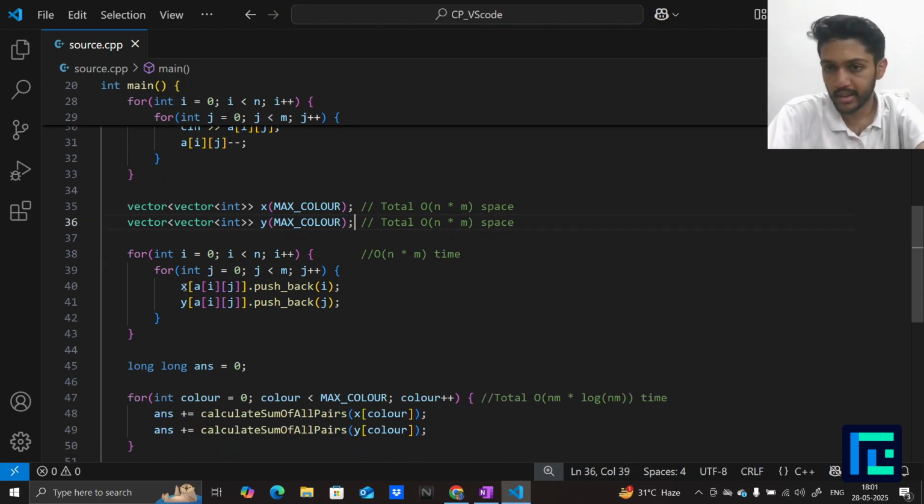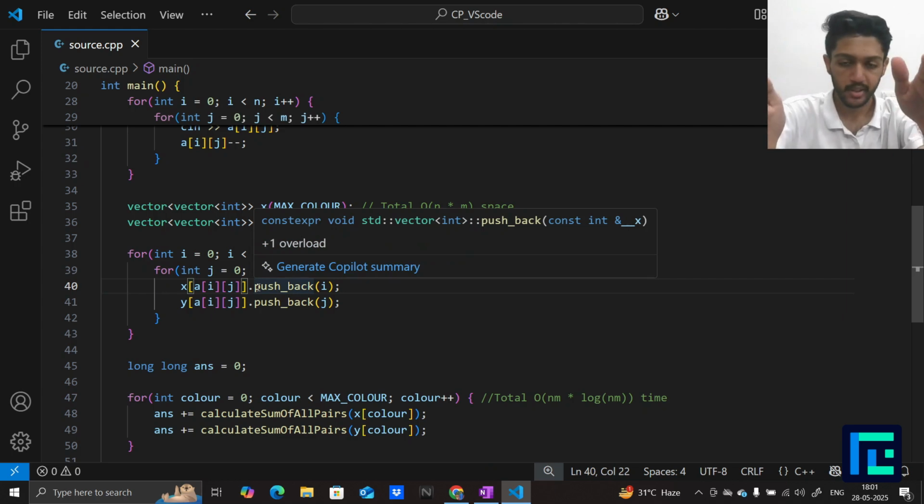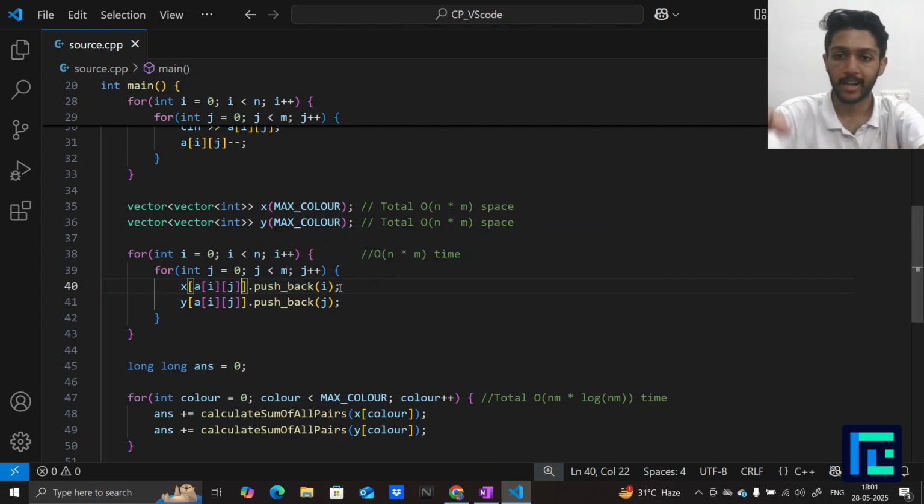So what I'm doing is I am iterating over the entire matrix, and x of a[i][j] dot push_back i. That is, for the current cell i, j, the color is a[i][j], right? So I am just pushing back my x coordinate into that particular vector, x of a[i][j], right? So essentially what I have done is I have made a vector of vectors, which contains color wise data. So for the 0th color, which x's are there, for the first color, which x's are there, and so on.